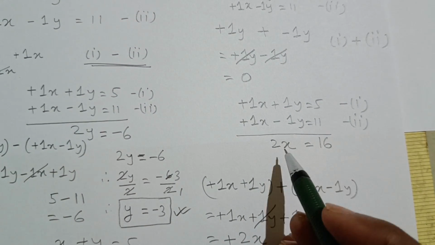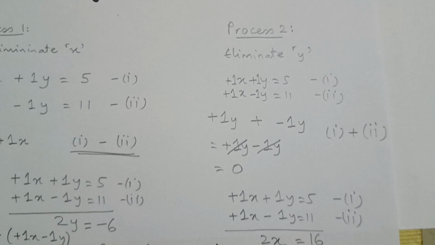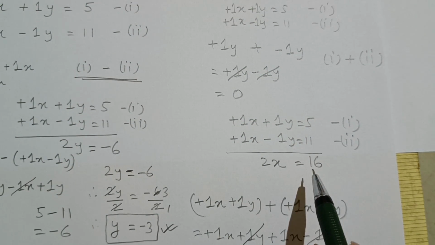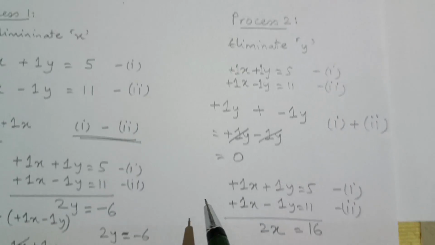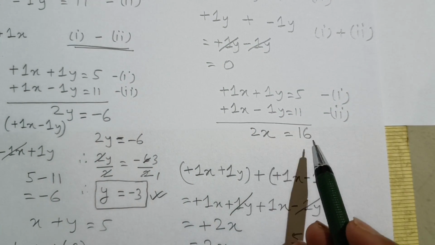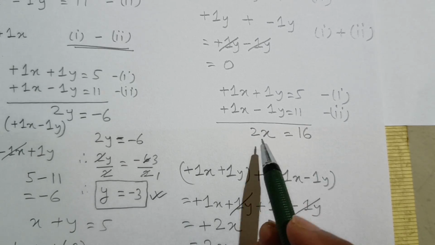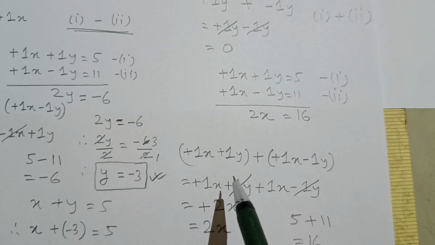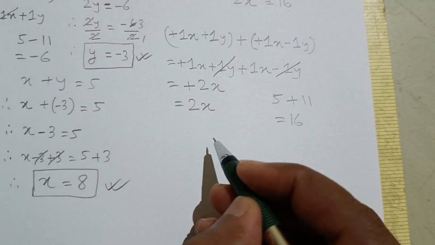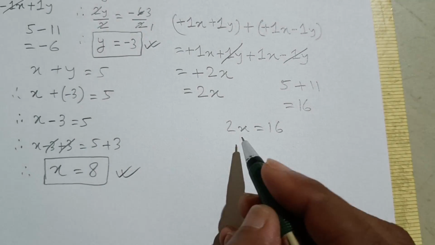And now in this equation there is no y, so we have eliminated y. Now 2x equals 16. This is a linear equation in one variable. So now we will solve this to find the value of variable x. Let us solve this to get the value of the variable x.